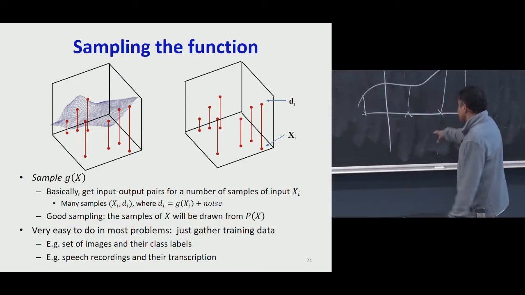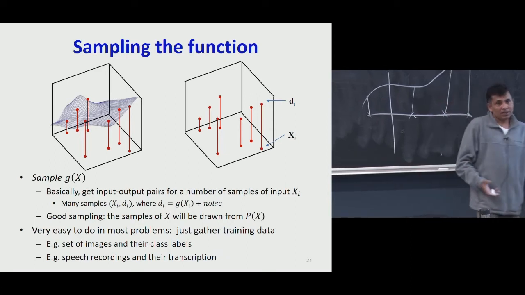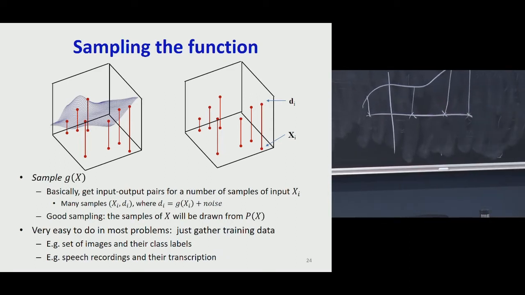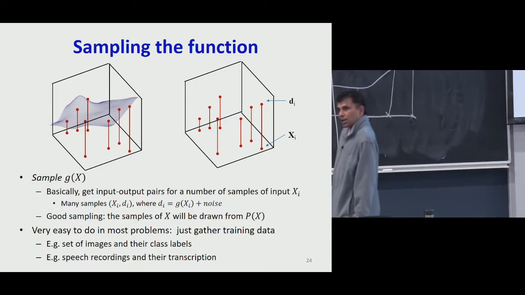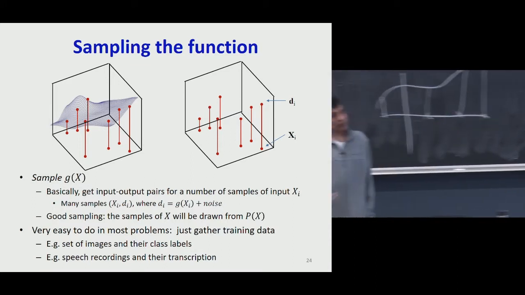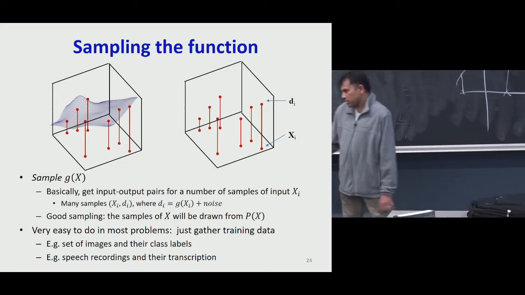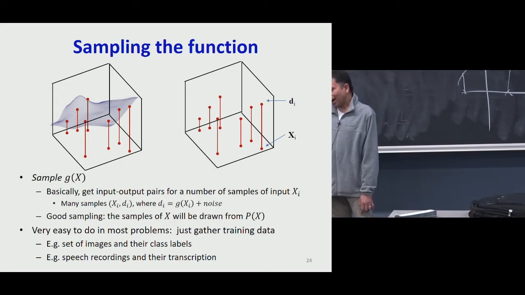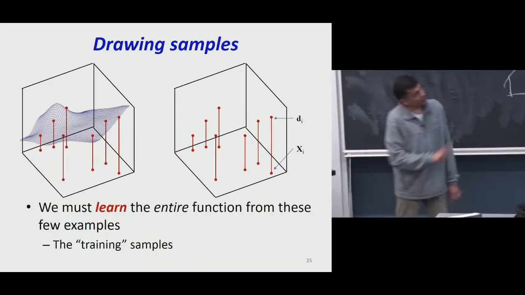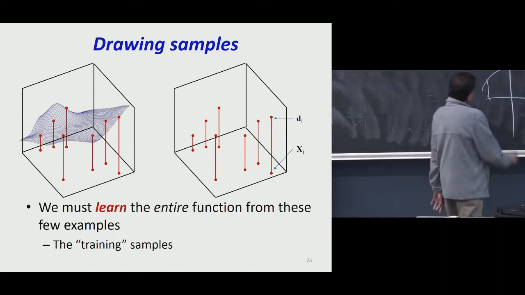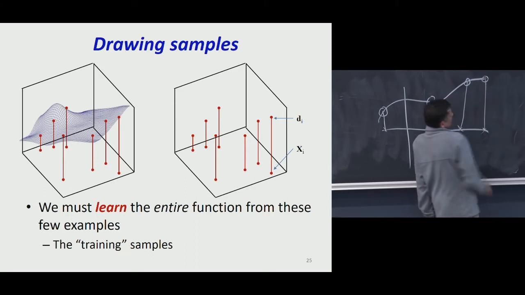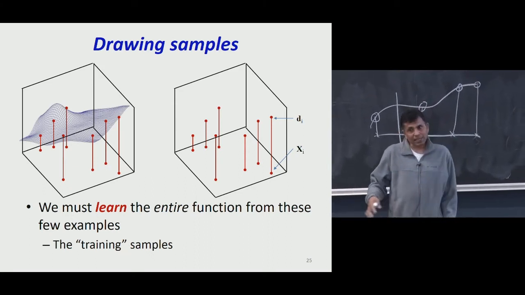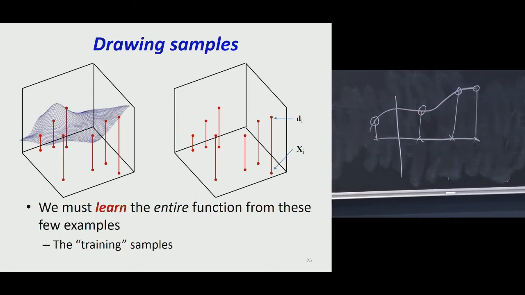Now, gathering such input-output pairs is really trivial. This is just collecting training data. For example, we're gathering a set of images and their labels, so their captions, gathering a set of voice samples and their transcriptions. So this is not hard at all. And now, you don't really have the entire function anymore. You just have these guys. And from these guys, these training samples, you have to learn the function.